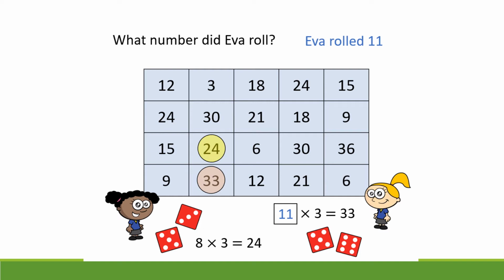So when she rolled her 2 dice, to make 11, she would have rolled 5 and 6, because we know that 11 times 3 equals 33, and because she had the answer of 33, therefore she would have rolled 11.